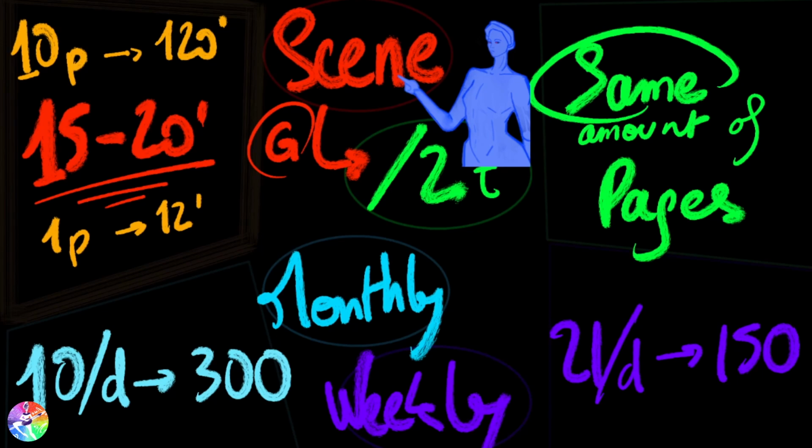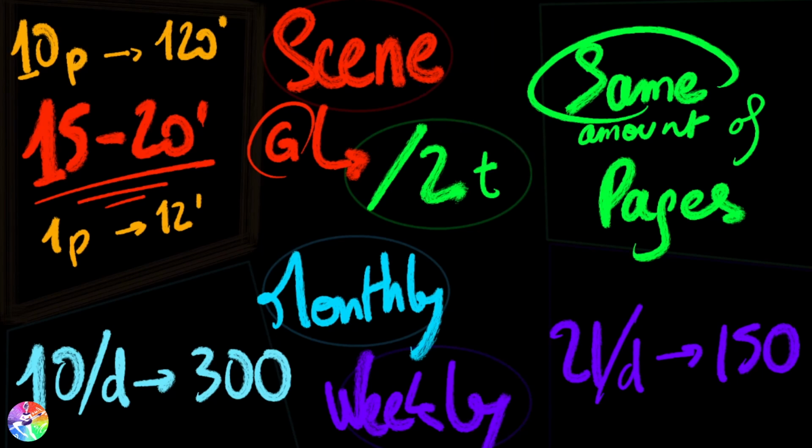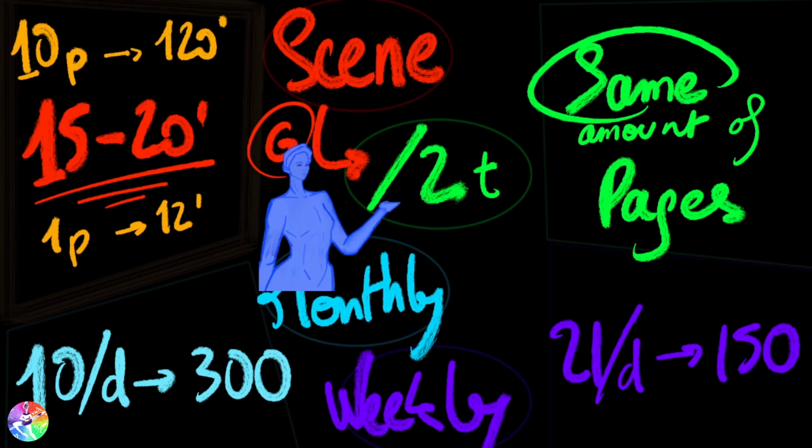So let's suppose you want to write 10 pages a day for the upcoming month, and you're giving yourself between 15 and 20 minutes for each scene. Now, where does that leave you? If you want to implement this principle, and it is a generalization of the principle here, because it was just an example, you want to consider cutting your time in half.